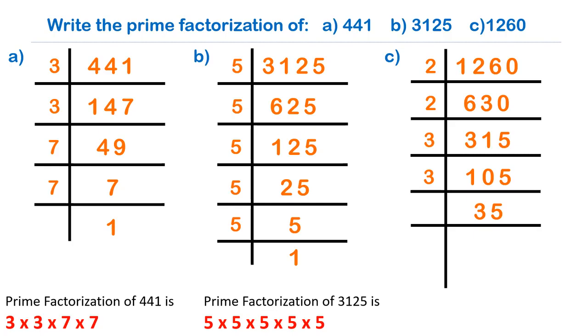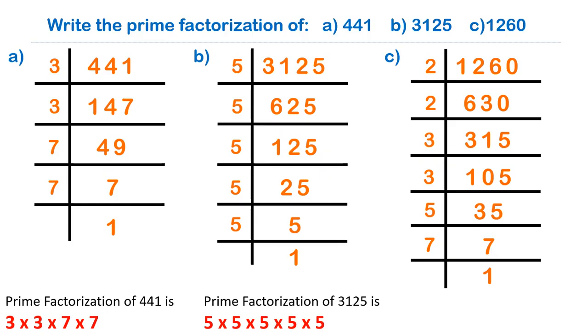To check whether 35 is divisible by 5 or not, we use the divisibility test. Since the last digit of 35 is 5, 35 is divisible by 5. So write 5 to the left of 35 and divide. We get 7. As we all know, 7 is a prime number, so it is divisible by 7 and 1 only. So write 7 to the left of 7 and divide. We get 1. If we get 1, it means that we are done with the prime factorization.